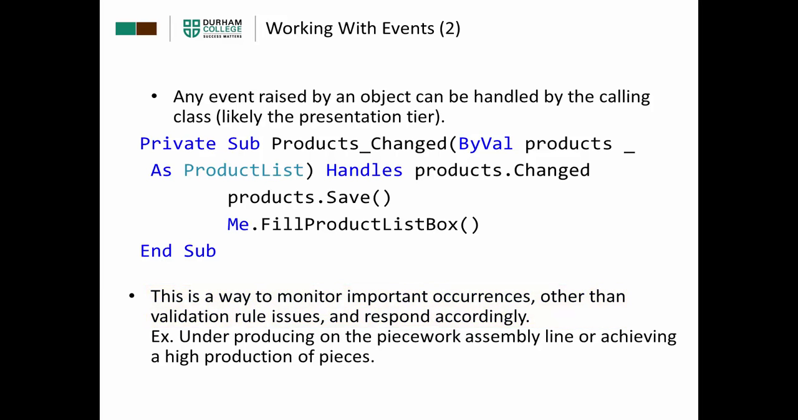So for validation rule issues, it'll tend to be that you're using exceptions, where in this case it can be useful for, say, the piecework class. You are producing messages based on a worker overproducing and being considered for promotion, or underproducing and you're considering some kind of disciplinary action. So that's a bit about the implementation for events, which is fairly simple, I think. And next we'll look at an example in code.